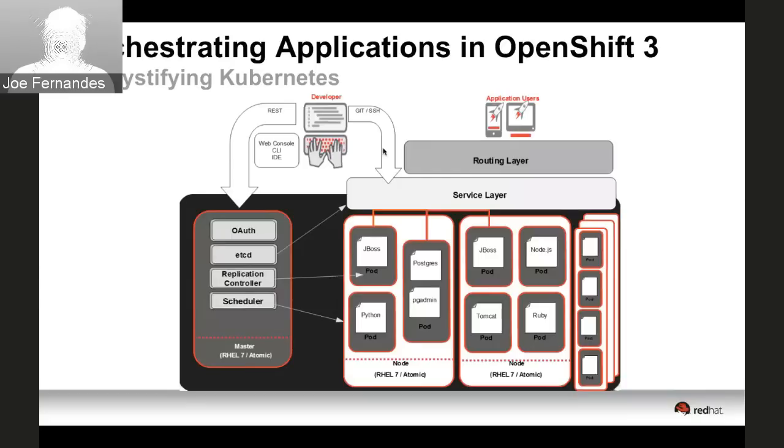And then a set of labels that identifies where those pods live, so the proxy can connect to them. And then the routing layer handles routing requests from the outside in. So I'll talk about that a little bit later. But this is how your web requests from your web or mobile clients would route to the actual instances themselves.